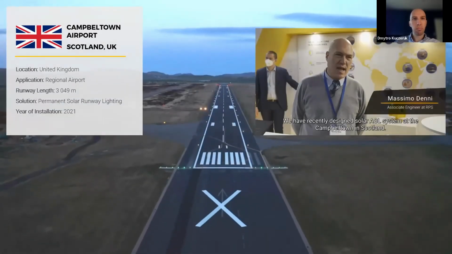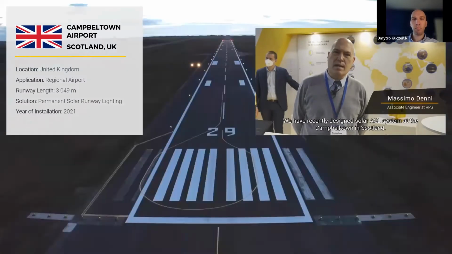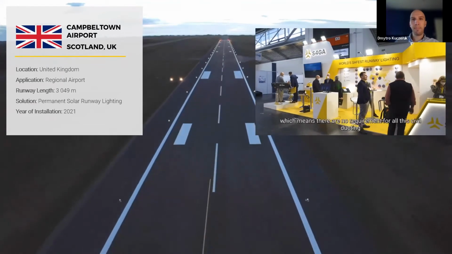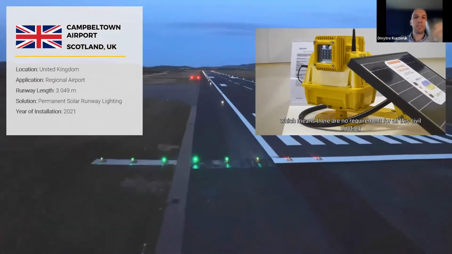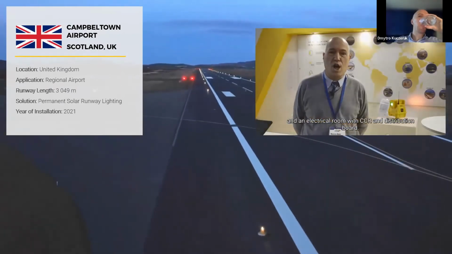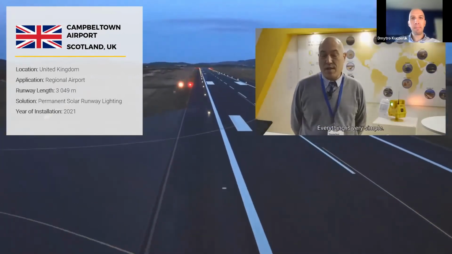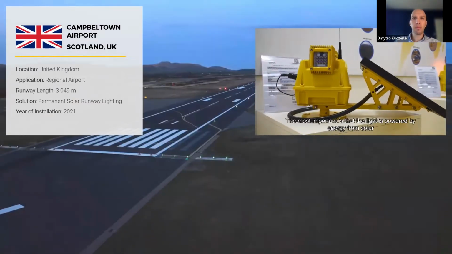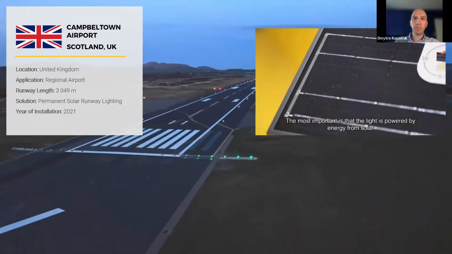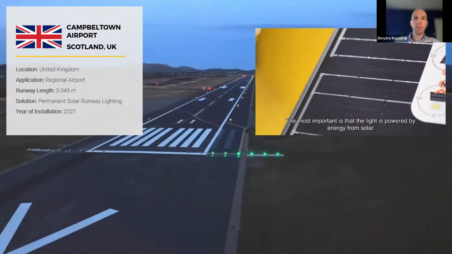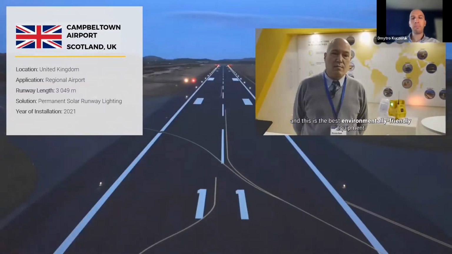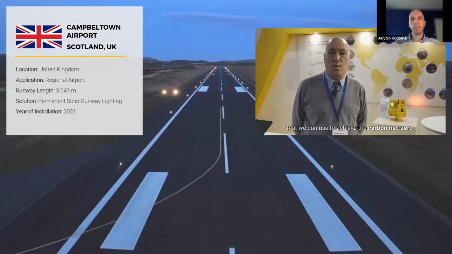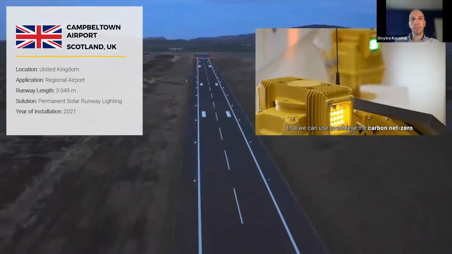We have recently designed a solar AGL system at Campbelltown in Scotland. There is no requirement for cable, which means no requirement for civil ducting, electrical room, CCR, distribution board, everything. It's very, very simple. The most important thing is that the light is powered by energy from solar, and this is the best environmentally friendly equipment that we can use to achieve carbon net zero.